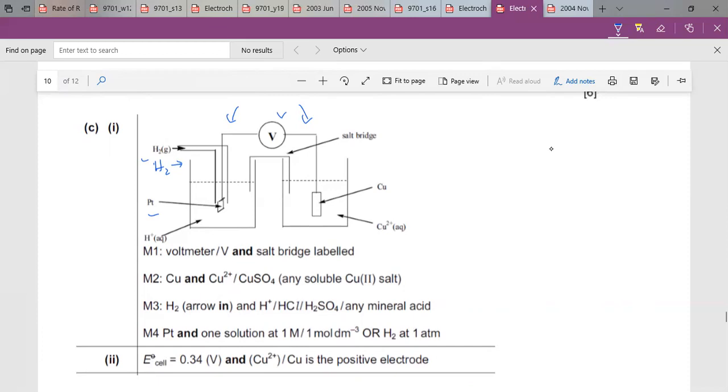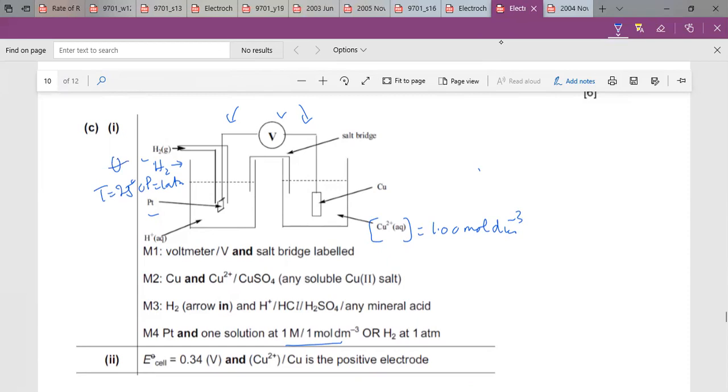Copper here. It's best to put copper 2 plus here equals what? 1.00 mole per dm cube. Always remember this because it's 1 mark. See that? 1 mark. Here, pressure equals what? 1 atmosphere, 1 mark. Temperature equals what? 25 degrees centigrade. These are all standard.